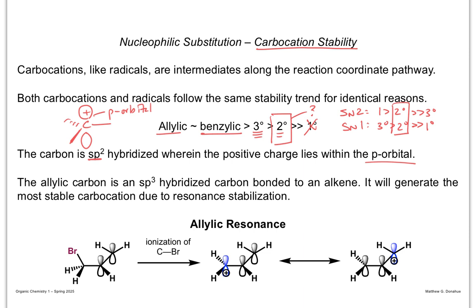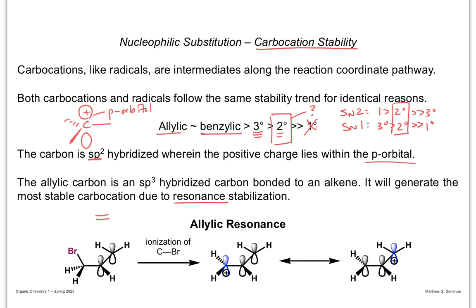Why does it follow the trend? Tertiary is greater than secondary, greater than primary. Let's first look at the allylic and benzylic cases in terms of the rate. Those will always react fastest due to additional stabilization. And that's from resonance.